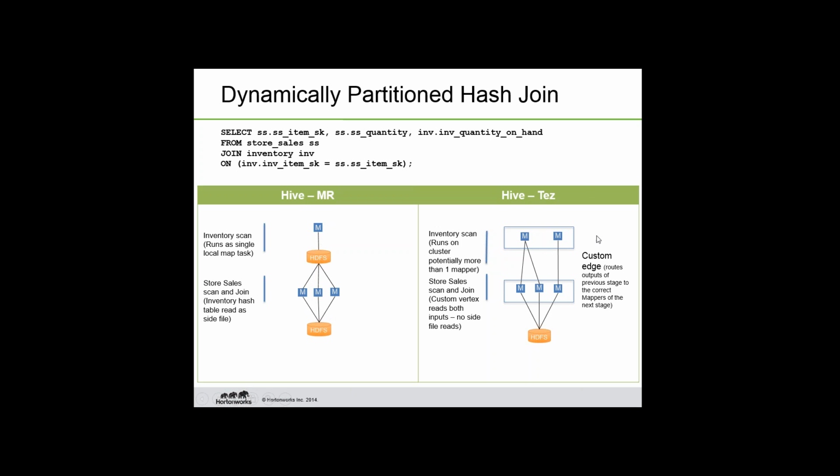But for the Hive Tez environment, we'd be able to see that there are custom edges available for partition hash joining cases of Hive. The custom edge basically helps to route the outputs of the previous stage to the correct mappers of the next stage, and also helps to run on the cluster potentially on more than one mapper. Running the data and performing the operation in one mapper takes a significant amount of time, so processing is much slower. But the Tez platform optimally helps to add more than one mapper, so that the job execution would be faster.